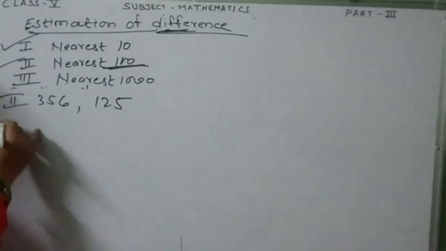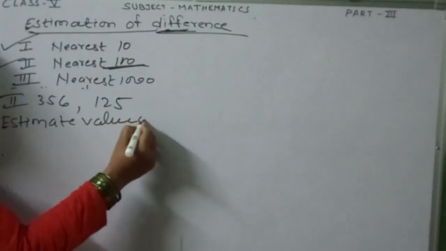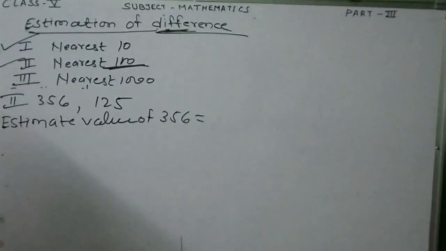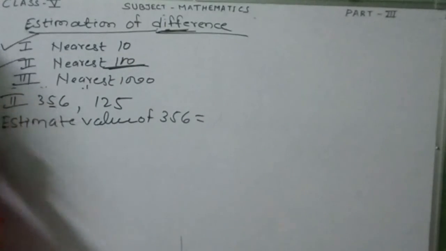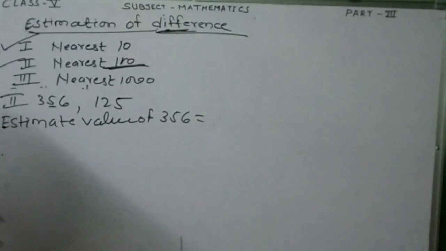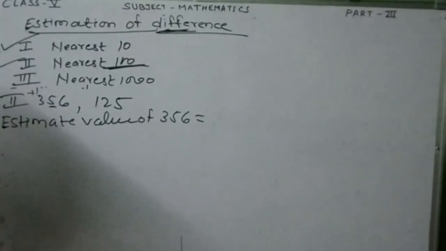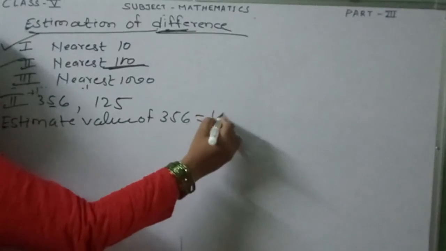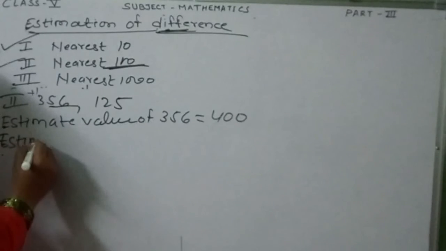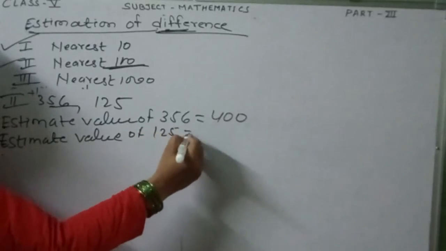So first find the estimate value of the given number 356. Which digit do we have to compare here? In case of 100, we have to compare the tens digit, which is 5. See here, 5 is equal to 5, and in that case we have to give one more to the next number, so it will be 3 plus 1, 4, and these two digits will be 0.